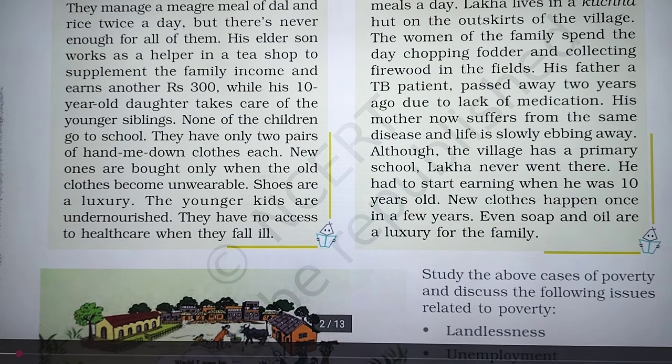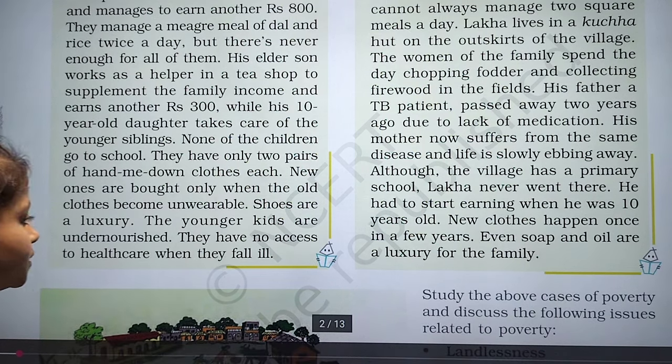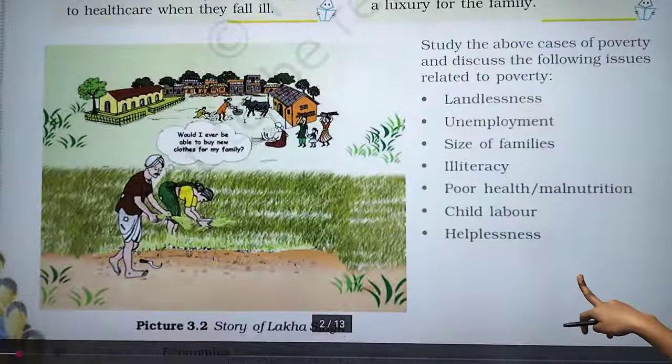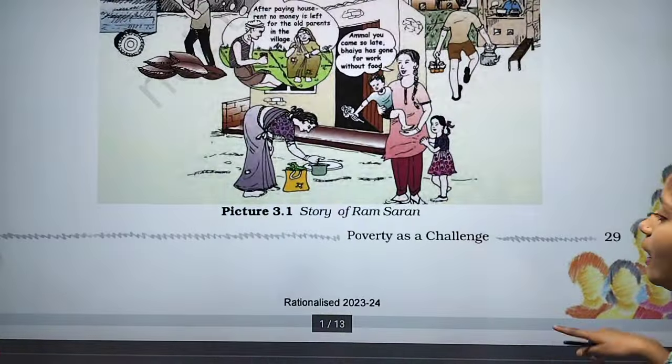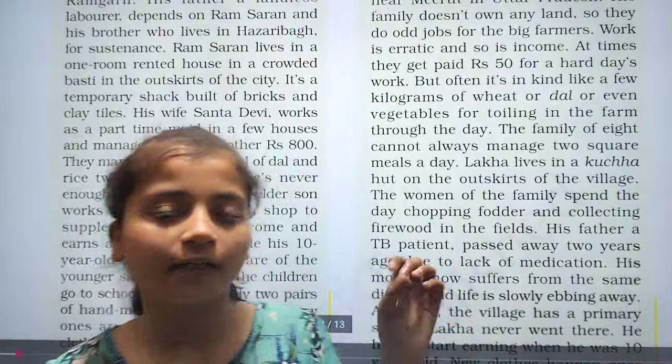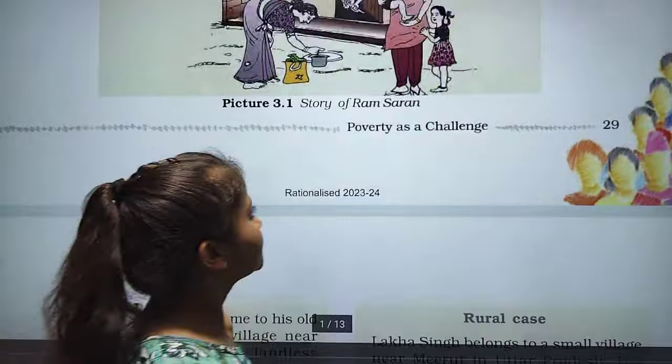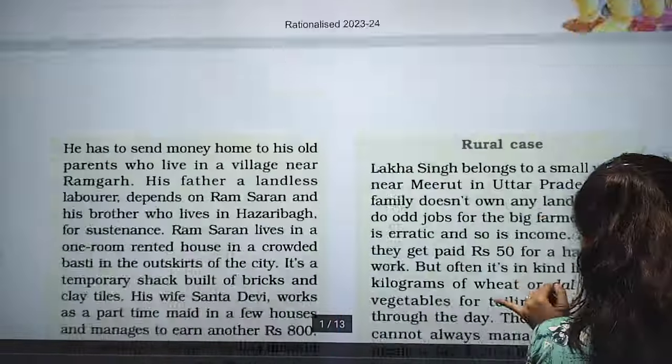The younger kids are undernourished. They have no access to health care when they fall ill. It means if they get ill, they cannot consult a doctor or buy medicine. This is the case of an urban area, a man whose name is Ram Saran, who lives in the town, but still his earning is too meagre.